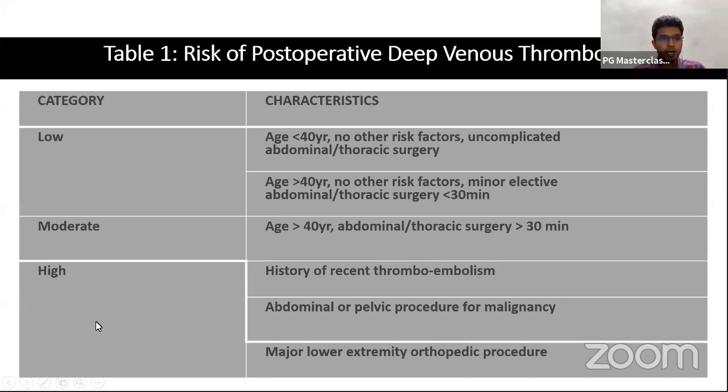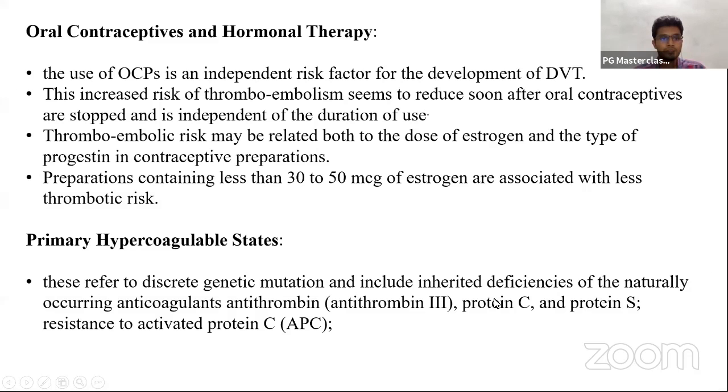And the high risk category includes a history of past or recent thromboembolism, patients undergoing abdominal or pelvic procedures for any malignancy, which can include staging laparotomies, and major lower limb orthopedic procedures, which include total knee replacements, total hip replacements, or intramedullary nailing of any femur fractures.